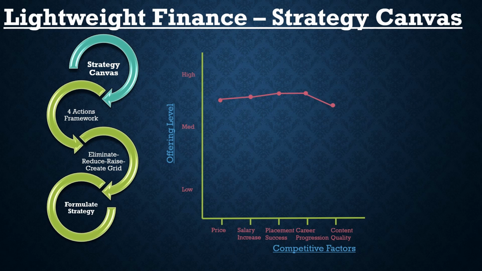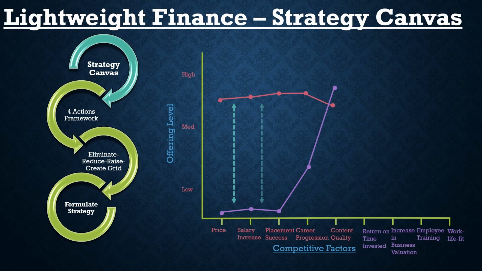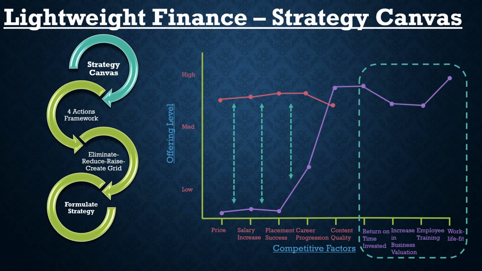Next, we overlay our conclusion onto our strategy canvas. First, we draw on the piece of the chart as it stands. Next, we add our new competitive factors and note where we compete in different waters. And finally, we draw the piece of the chart where we are competing in new waters.